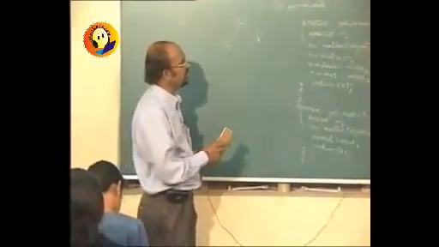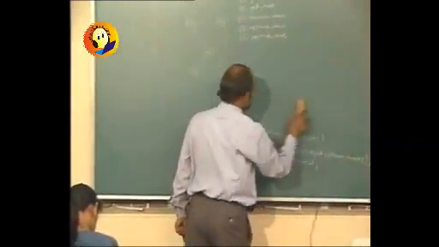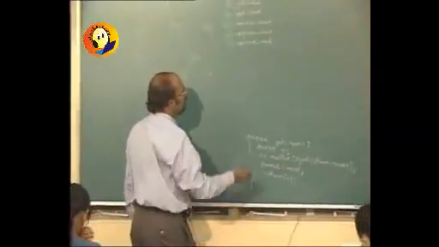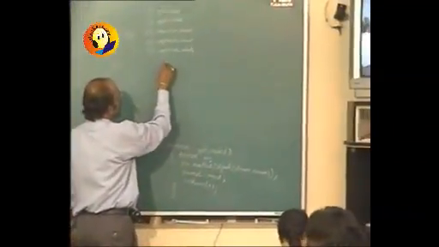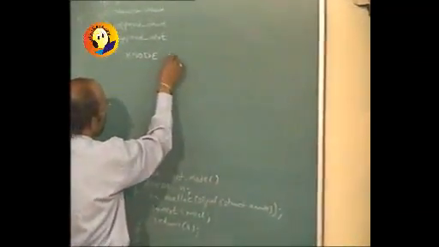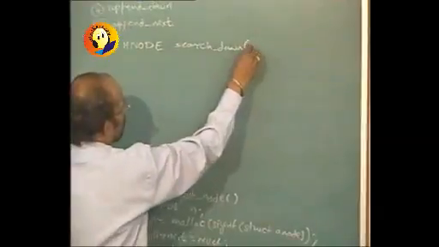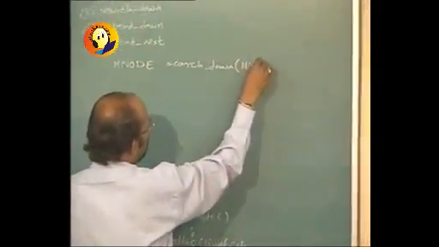Next function will be search down. It's the same search function that we had written earlier in the linked list. You are required to return the pointer if the node is present, otherwise return null. Search in the down list, you will be supplying the header.